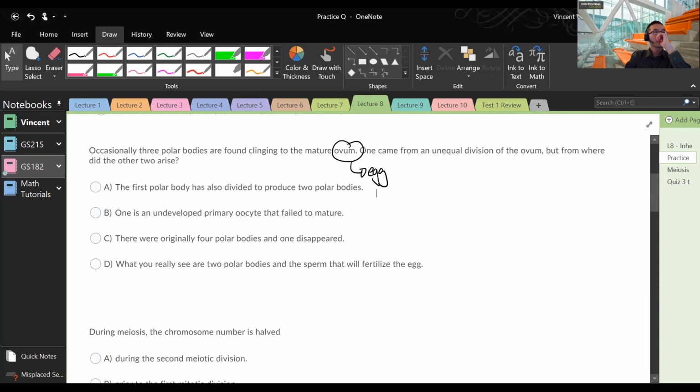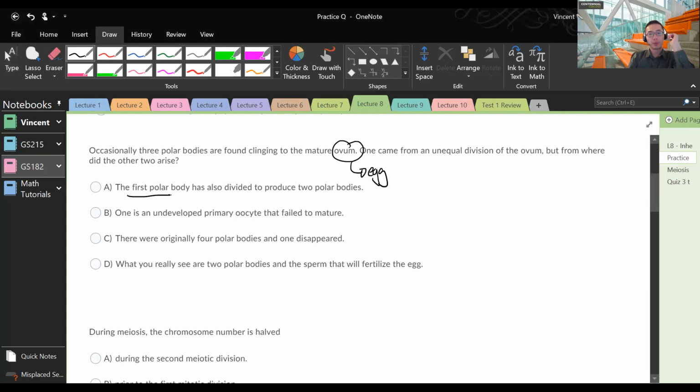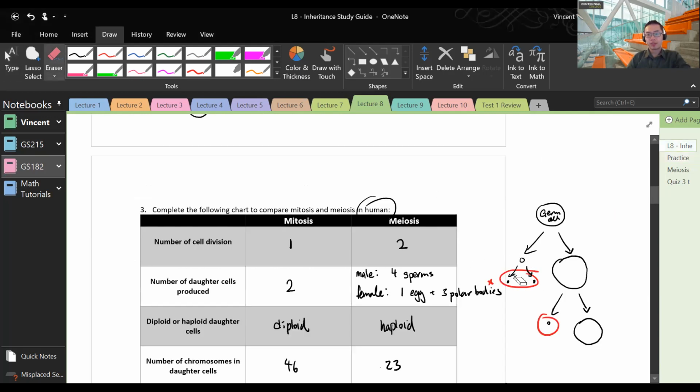Okay, anyone else? Okay. Yeah, most of you got it right. I showed you earlier that the polar body can sometimes divide as well. Right? Let's take a look at over here. Right? So if this polar body also divides, then you end up having 1, 2, 3 polar bodies. Okay.